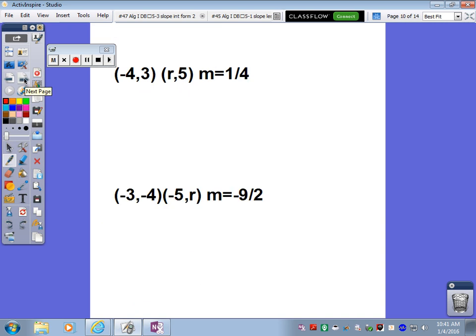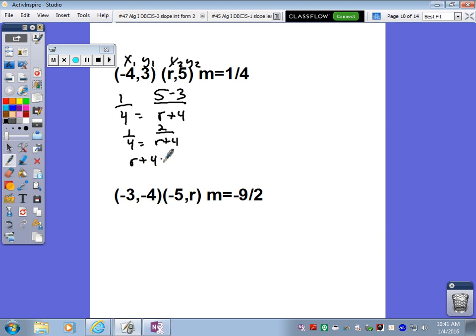Another one. Let's go ahead and change our color. So 1 over 4 is equal to 5 minus 3 all over r plus 4. 1 over 4 is equal to 2 over r plus 4. Cross multiply, r plus 4 is equal to 8. And r is equal to 4. And when you plug that back in and you say, okay, 4 plus 4 is 8, 5 minus 3 is 2, 2/8 is the same as 1/4.